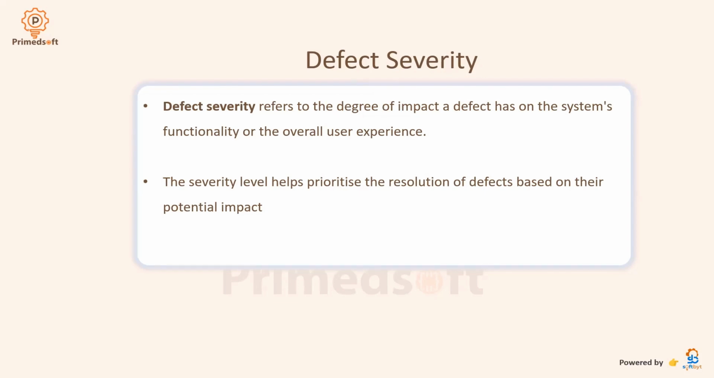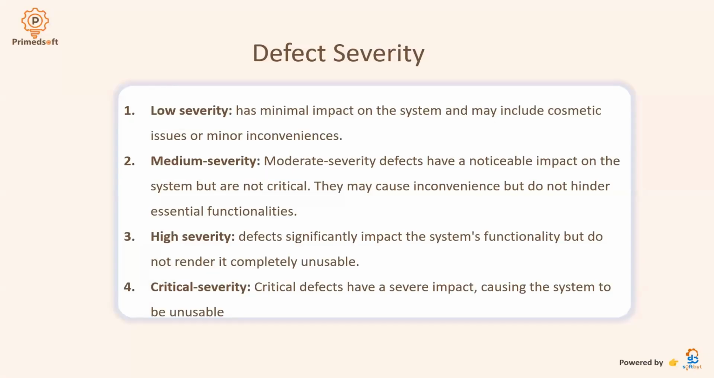So let's look at the levels of severity. We'll have low severity, like I said with priority. It has minimal impact on the system. That is when it includes a cosmetic or minor inconvenience on the system. It has minor impact. It doesn't stop anything. It's not a showstopper.